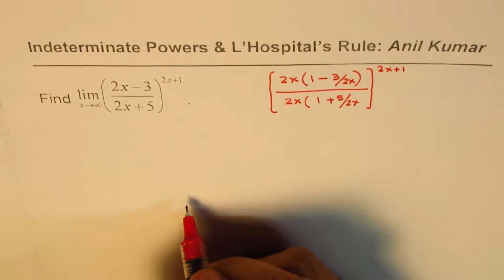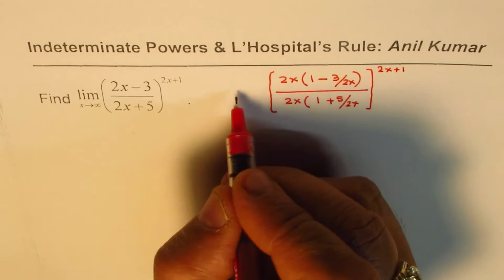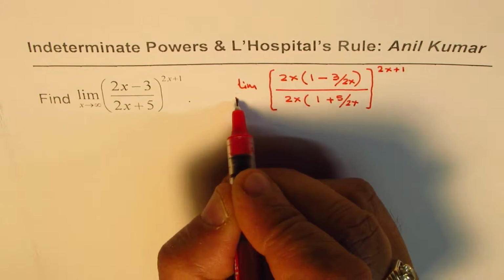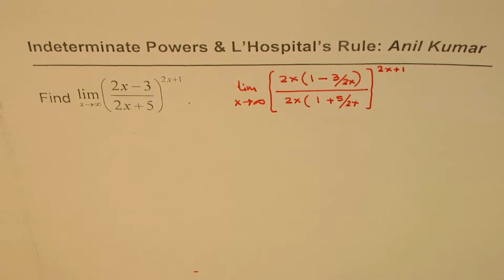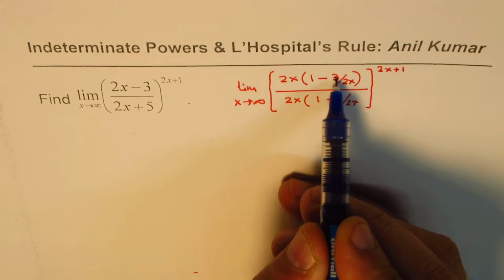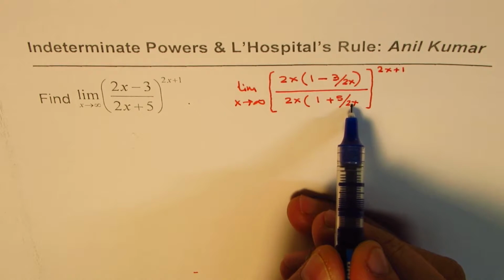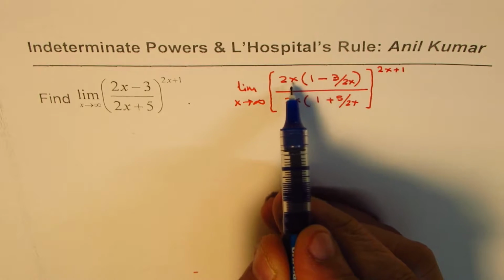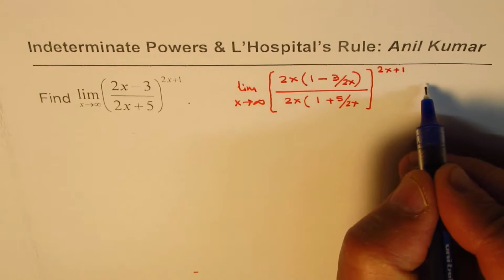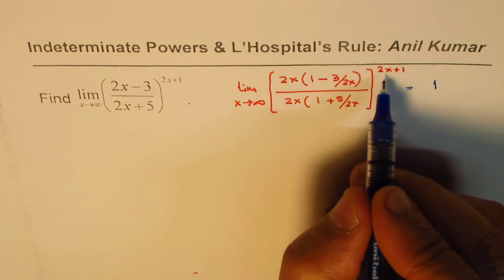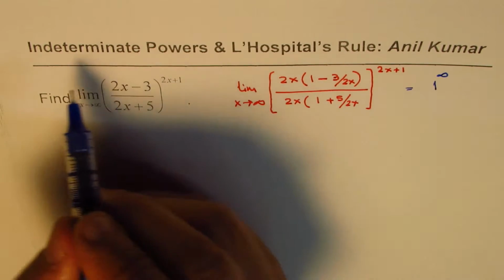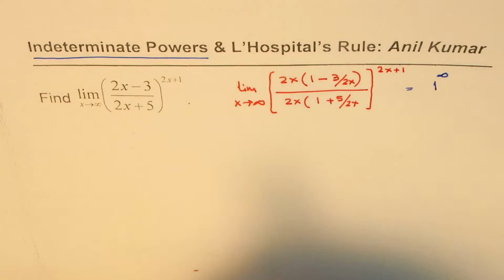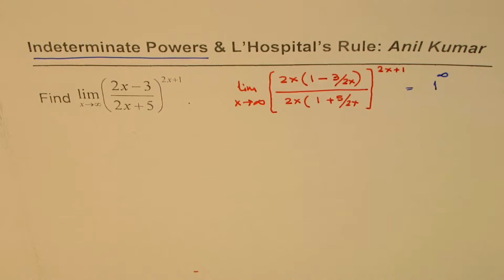plus 1. Now, as the limit x approaches infinity, what happens? Have a look. When x is infinity, this term becomes 0, that term becomes 0, right? So you get 2x over 2x, which is 1. So this is equal to 1. And as x approaches infinity, we get 1 to the power of infinity. That is what we mean by indeterminate powers, right?